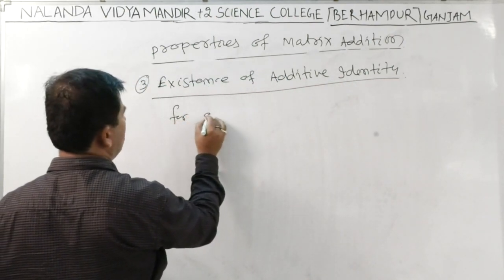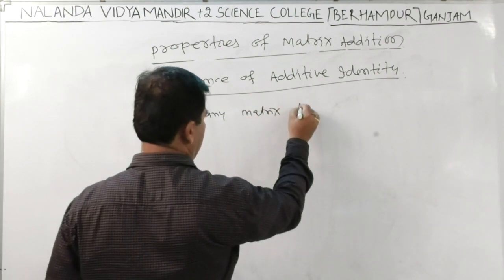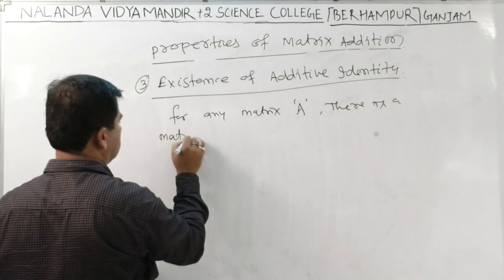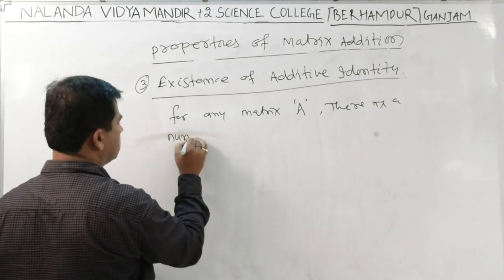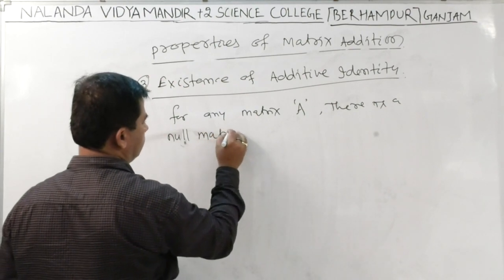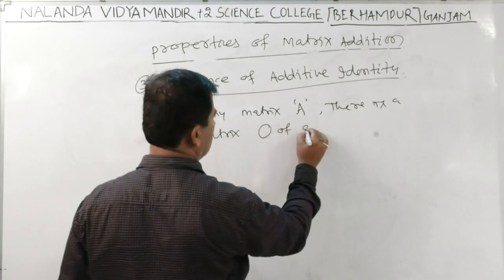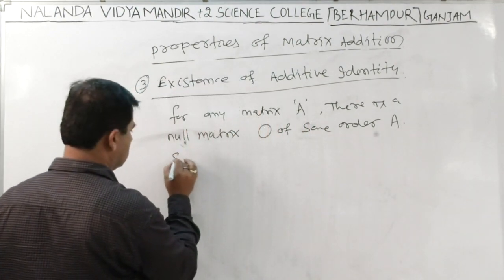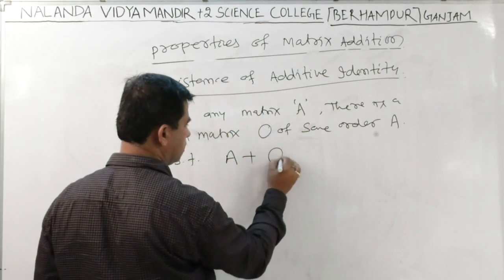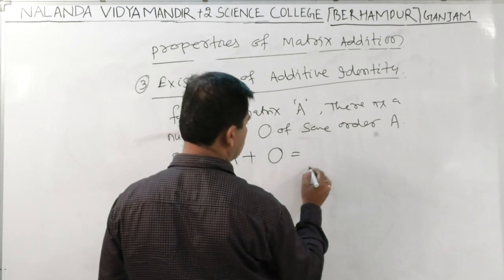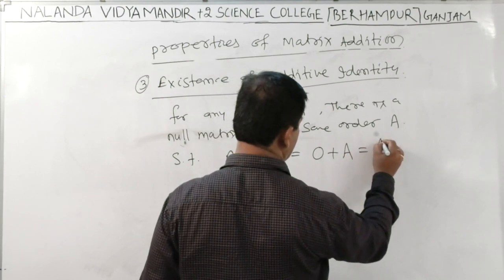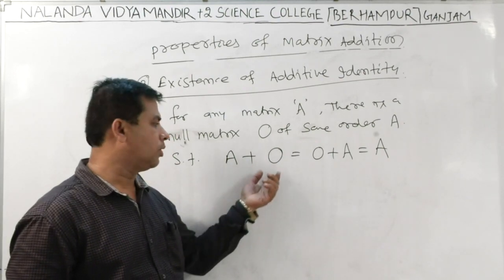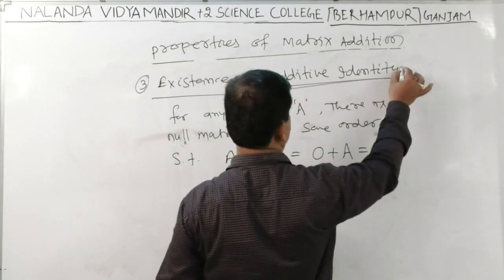For any matrix A, there is a null matrix of the same order as A, such that A plus 0 matrix or null matrix is equal to 0 plus A, which is equal to A. When we add a 0 matrix of the same order to A matrix, we get the A matrix only. Therefore the 0 matrix is known as the additive identity.